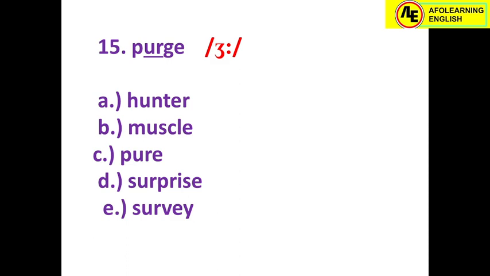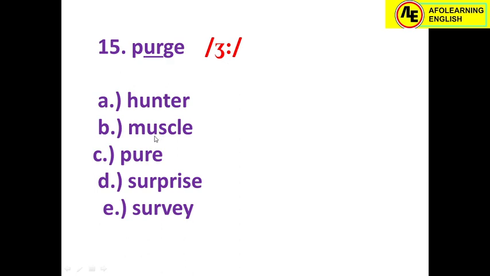Then number 15, we have purge. The underlined letters are UR, and it represents the long R. Now, the long R is often represented by IR or UR. Most of the time, they are represented by UR or IR, so take note of that. It can also be represented by other combinations, but often when you find the letter combination UR or IR, know it's a long R sound.